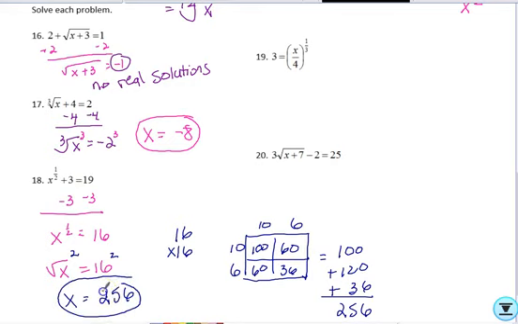We have to check that answer. You have to check that. Let's see, the square root of 256 is 16. Is 16 plus 3, 19? Yes, I can leave that circle. That is my answer.